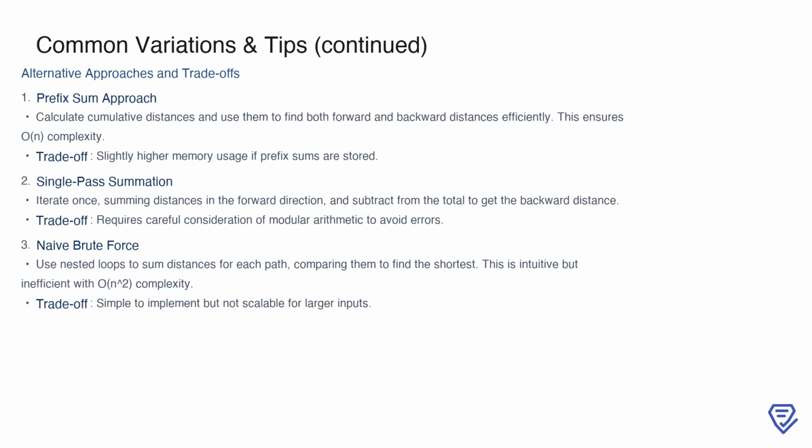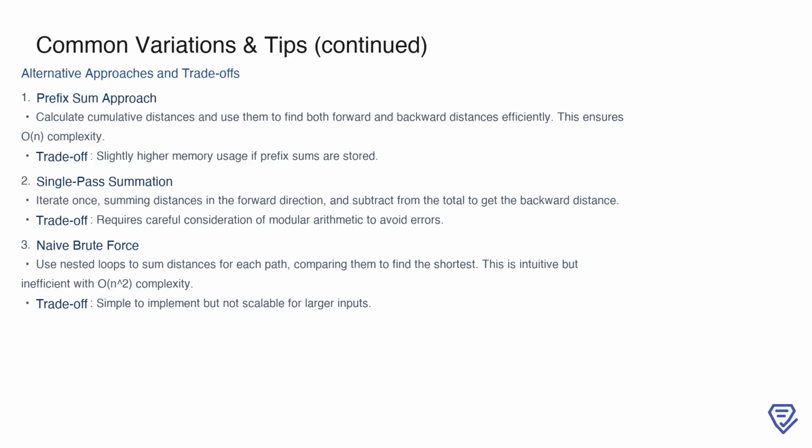To wrap up, let's discuss some alternative approaches and their trade-offs. One efficient method is the prefix sum approach, where you calculate cumulative distances and use these to compute both the forward and backward distances. This ensures an O(n) complexity and improves efficiency, though it comes with a slight trade-off of using extra memory if you store the prefix sums.